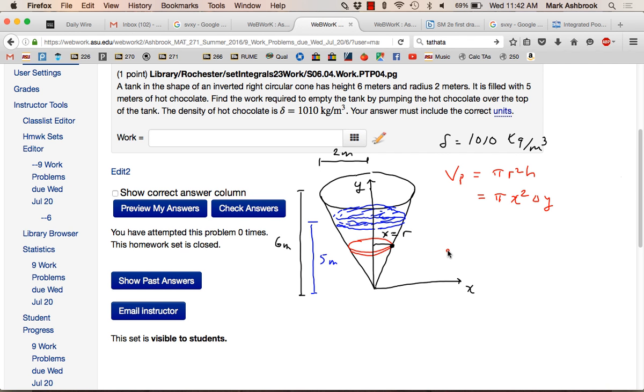So that radius is on a constant rate, a linear edge, right? The side of a cone is a linear edge. So we need the relationship of y and x for this line. So this is a line right here in x and y. Ruth, what are you saying? So this point here is the point 2 comma 6. Agree? Cool.